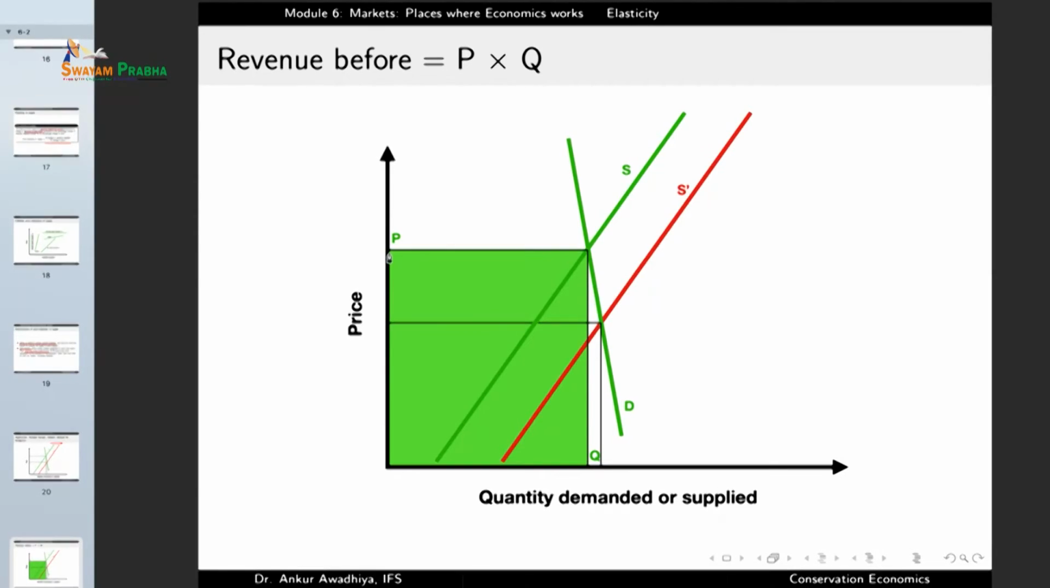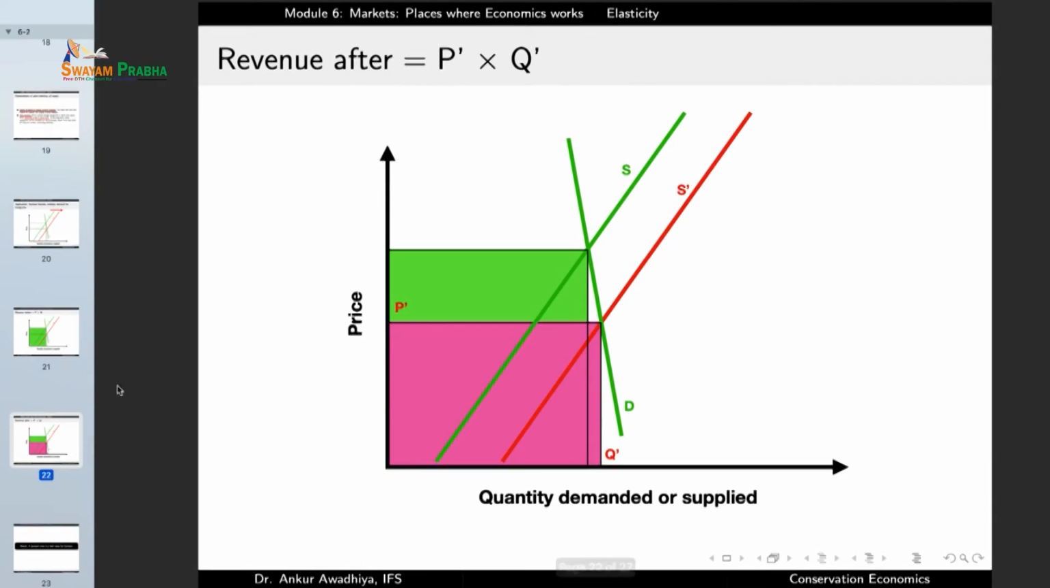So, earlier, the price was given by this figure, the quantity supplied was given by this figure, and so the revenue is given by the area within this rectangle as shown in green color, because this was the earlier equilibrium. So from this point we can get the price that was there, from this point we can get the earlier equilibrium quantity, and multiplication of both of these will give you the revenue that was there beforehand.